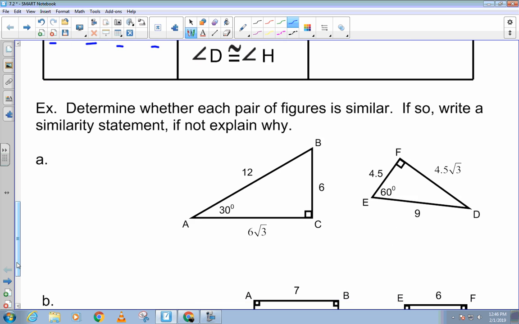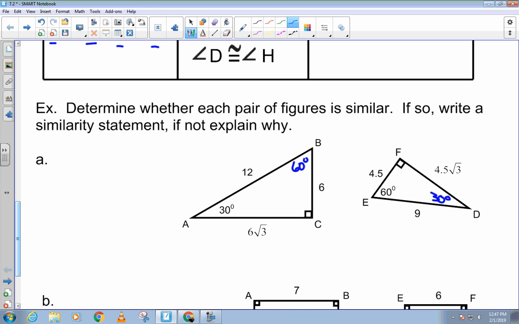So, if we were asked to determine whether each pair of figures is similar, and so write a similarity statement, if not, explain why. Well, the first thing I always do is look at the angles, because if you can show that the angles are not the same, you don't even have to mess with the sides. So we see that we have a pair of right angles, right? This angle is 30, which means angle B is going to have to be what? 60 degrees. And then angle E is 60, and F is 90, so D is going to have to be 30. Okay? Now what I want to do is I want to compare the sides.